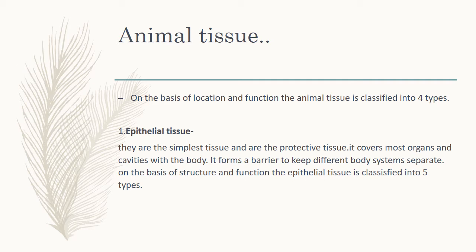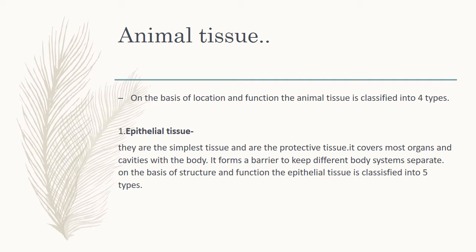Animal tissue. On the basis of location and function, the animal tissue is classified into four types. The first type is epithelial tissue. Epithelial tissue is the simplest tissue and is a protective tissue. It covers most of the organs and cavities within the body. It forms a barrier to keep different body systems separate.